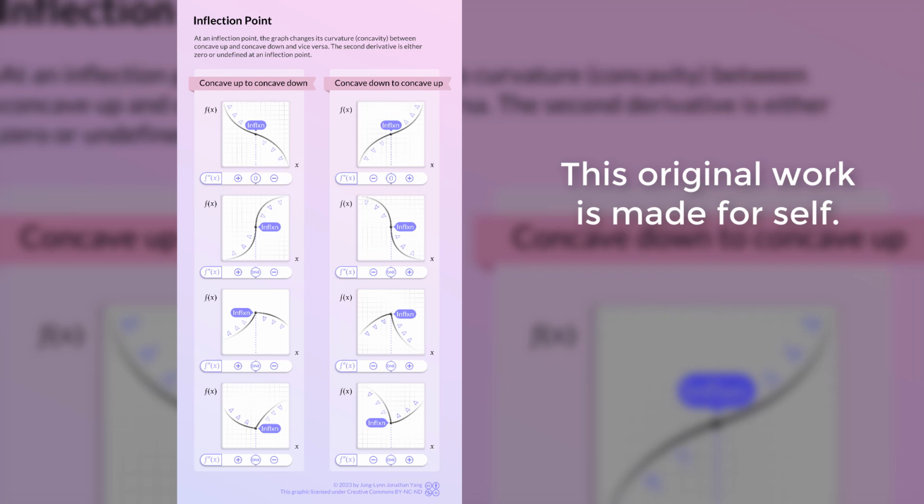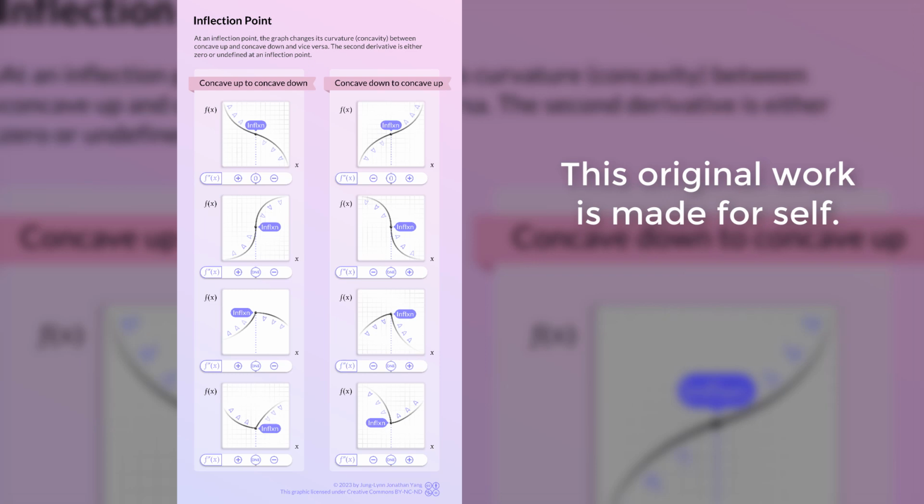The reason is that for the transition from concave up to concave down, the second derivative starts out positive, becomes less positive, and then eventually goes to 0, and then becomes negative as the graph becomes concave down.